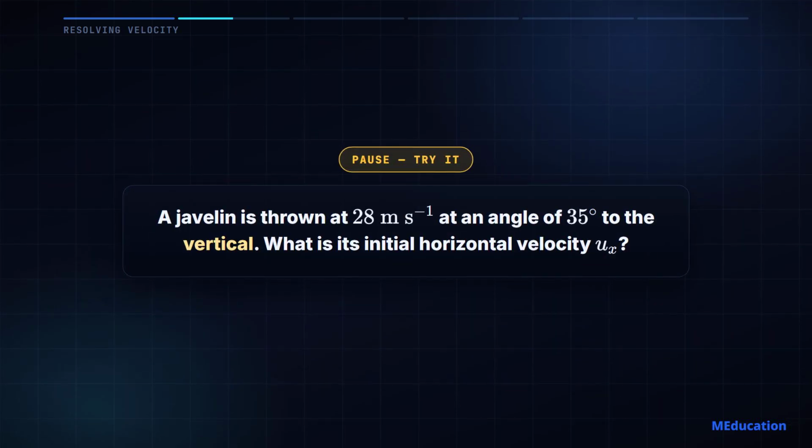But beware the classic examiner trap. A javelin is thrown at 28 meters per second at an angle of 35 degrees to the vertical. What is its initial horizontal velocity? Read carefully, pause, and calculate.